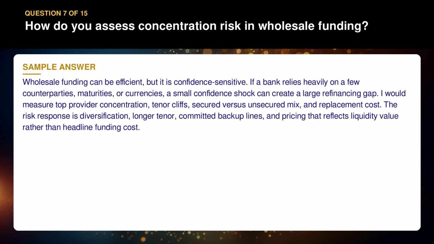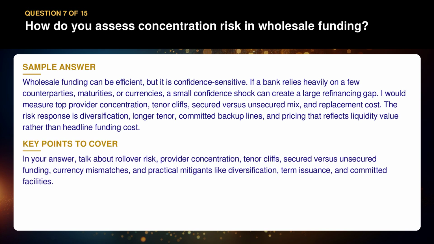The risk response is diversification, longer tenor, committed backup lines, and pricing that reflects liquidity value rather than headline funding cost. In your answer, talk about rollover risk, provider concentration, tenor cliffs, secured versus unsecured funding, currency mismatches, and practical mitigants like diversification, term issuance, and committed facilities.